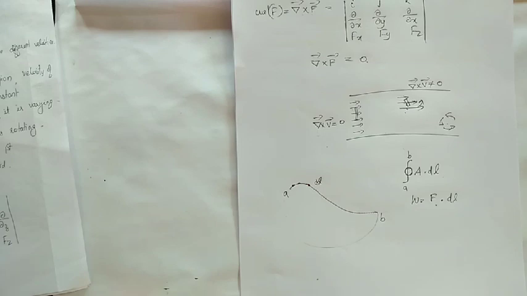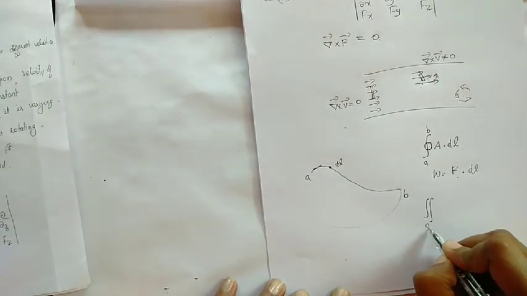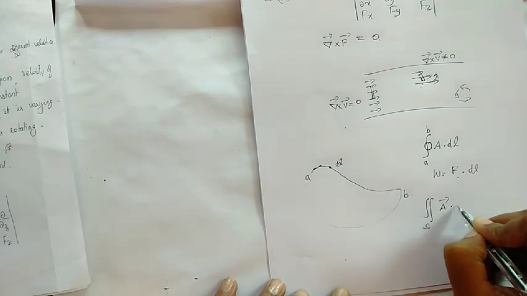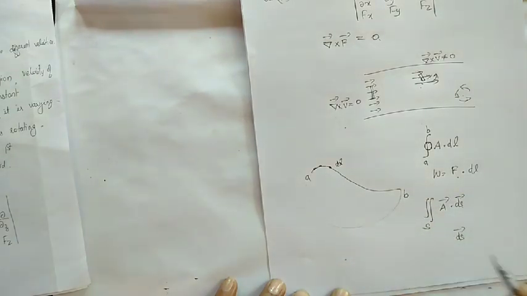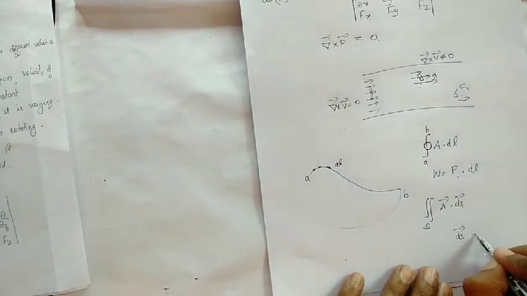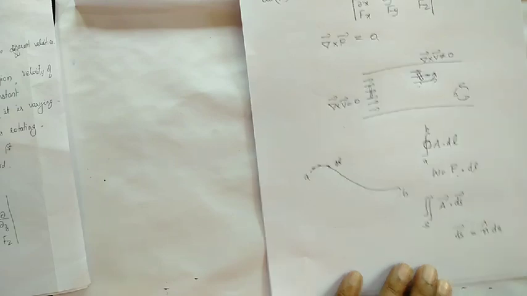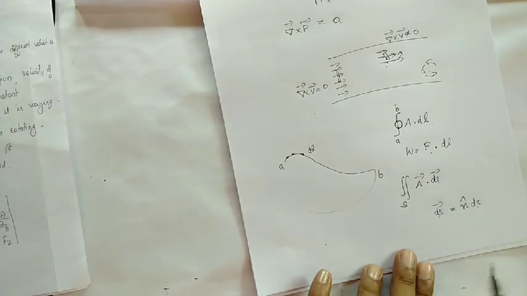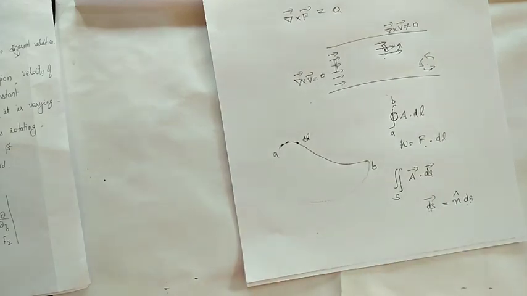Then comes the surface integral. Surface integral is indicated as double integral over S of A dot ds, small surfaces. And what is indicated by this ds? ds is given as the small area element. It will be equal to the unit vector at that point into the magnitude of that small area, isn't it? That is a surface integral.